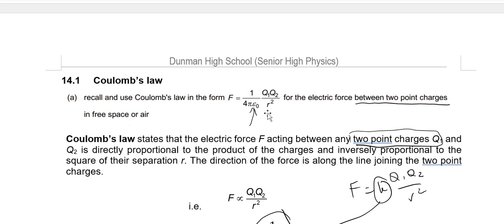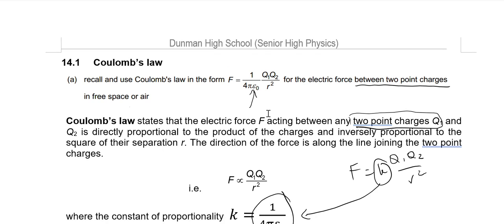Right, let's start with the first learning objective, knowing Coulomb's law. Your job, as spelled out in the learning objectives in the syllabus, is to recall and use Coulomb's law in the form F equals 1 over 4 pi epsilon naught, Q1 Q2 over r squared, for electric force between 2 point charges in free space or air. This epsilon naught is for free space or air.